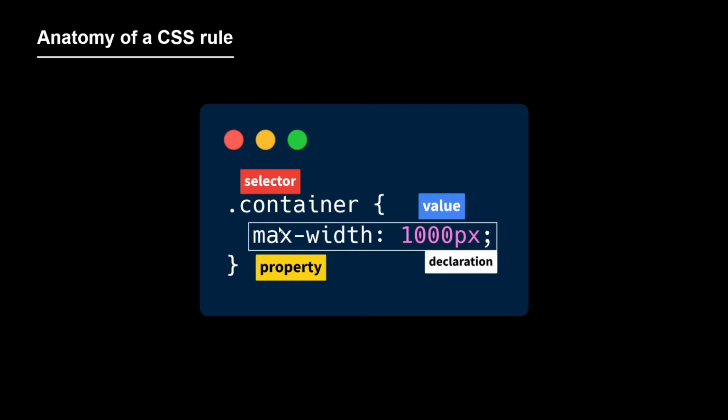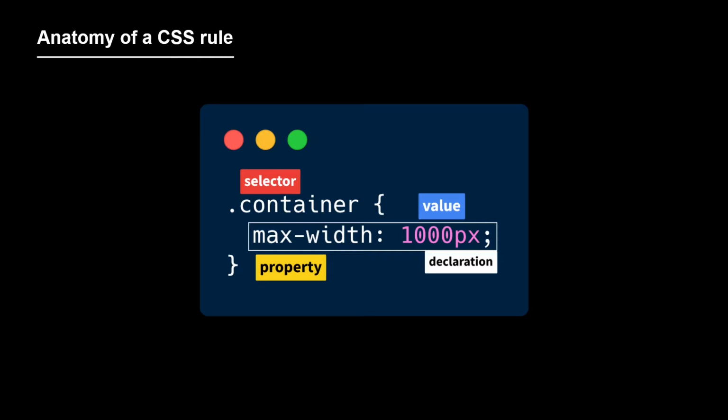Property determines what to target in an element, and values are set against the property and could determine how or how much to target. In this example, we are telling the element with the class container to only have a maximum width of 1000 pixels.